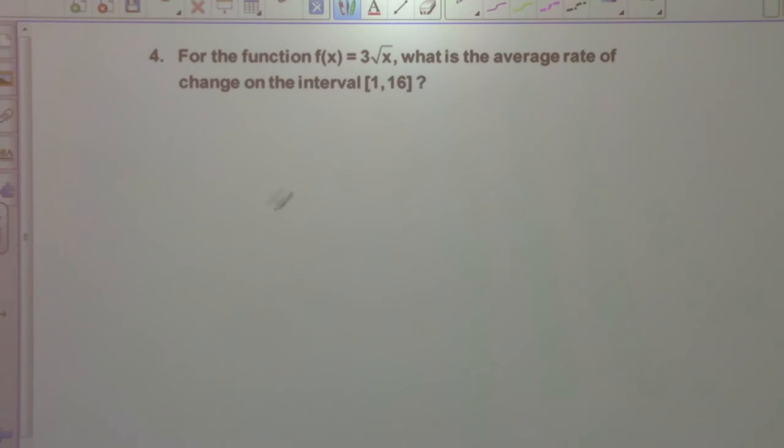Appreciate that. Now the average rate of change. Average rate of change, there's a formula for it. Average rate of change is equal to f of b minus f of a over b minus a. So I would say b is 16 and a is 1.